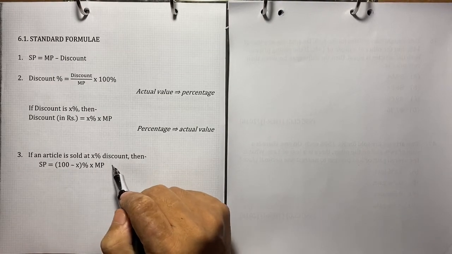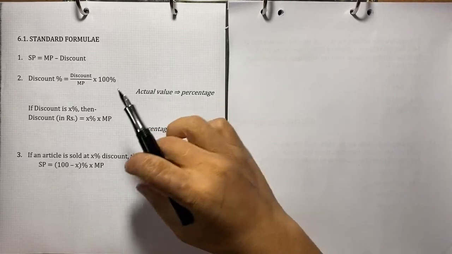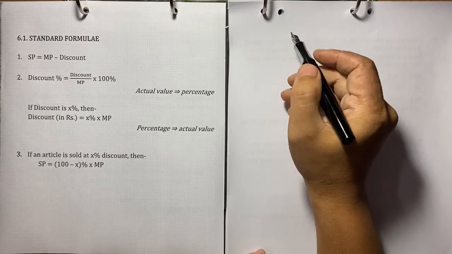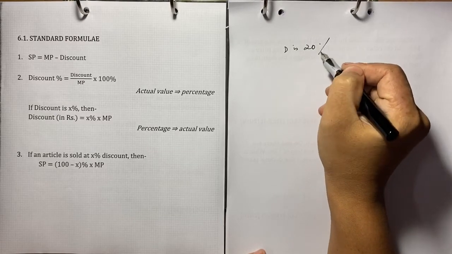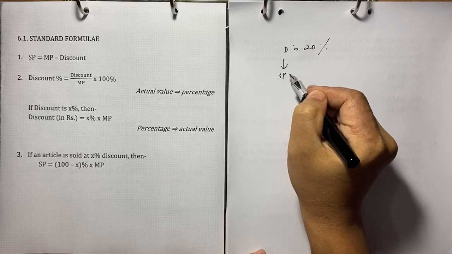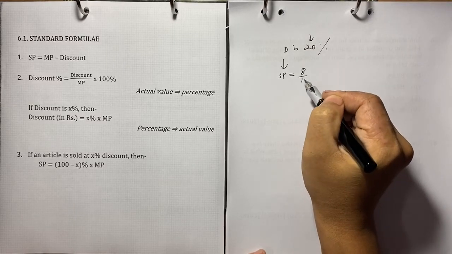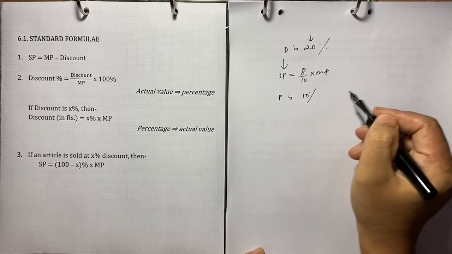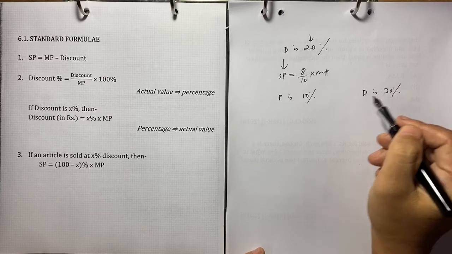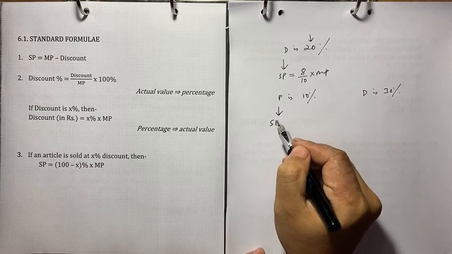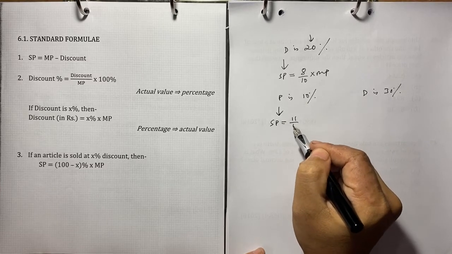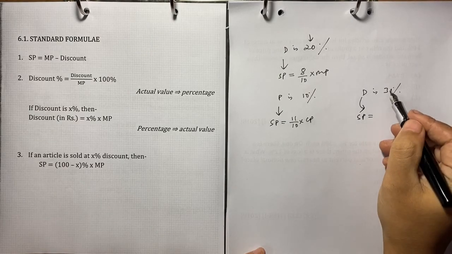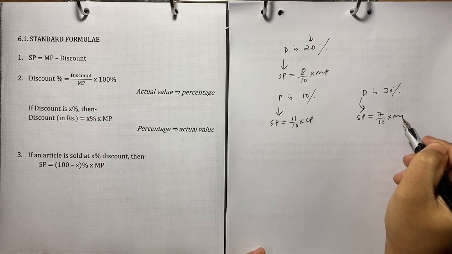If an article is sold at x percent discount, then selling price equals this. This formula appears in this chapter, where discount problems are generally given as percentages. For example, discount is 20%, then selling price equals 100 minus 20, which is 80% of mark price. It is the same in chapter 5: for example, profit is 10%, then selling price equals 110% of cost price. Likewise, if discount is 30%, selling price equals 100 minus 30, which is 70% of mark price.